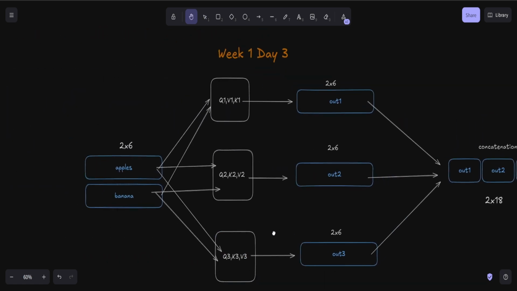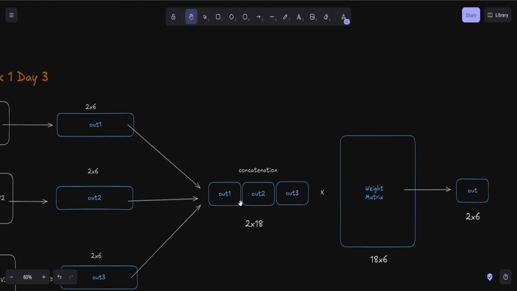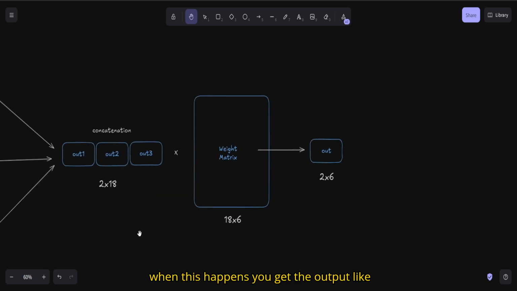Basically, these are called heads, and these heads are combined together. So you have a big query vector, key vector and a value vector, and you project them and you get this q1, q2, q3, and then finally when this happens you get the output like this. So this is how the total thing works.